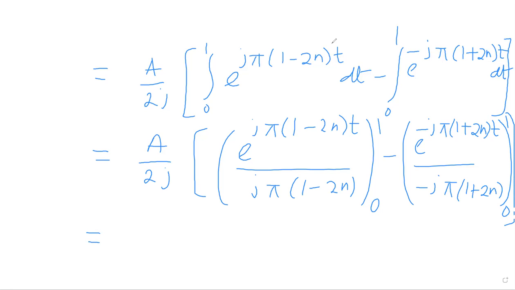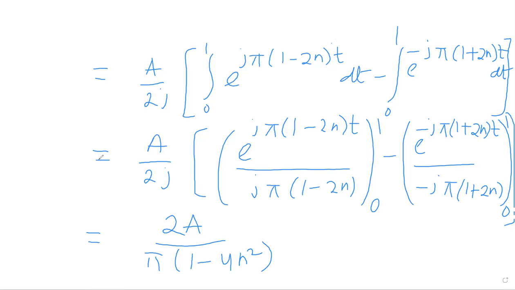Now, if you substitute the limits and subtract them, then their exponential functions will be added and the value will be equal to, this calculation you have to do by yourself, 2A upon pi into 1 minus 4n square. So this is the final result of Cn.